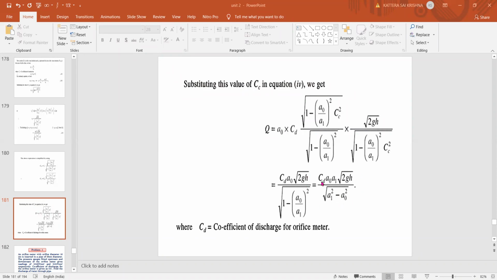What is that? CD A1 A2 root of 2GH by root of A1 square minus A2 square. There, instead of A2, we are going to get A0 here. A2 is the throat area there, and here A0 is nothing but the area of the orifice. In problems, they will give the diameter of the orifice, so you can find the area of the orifice.